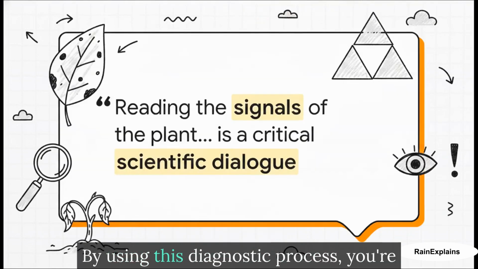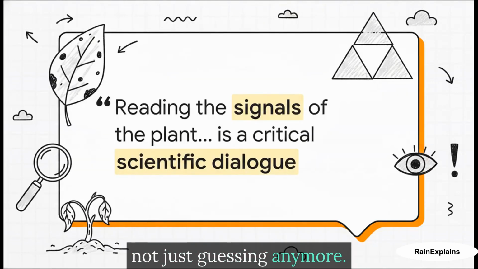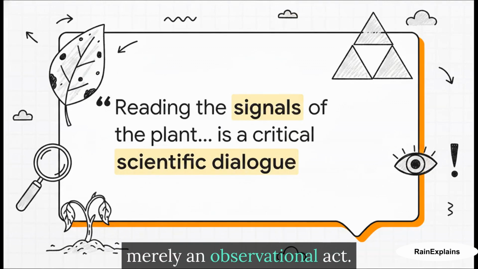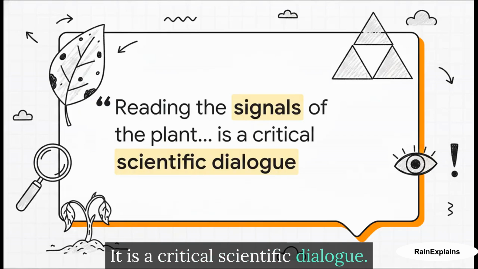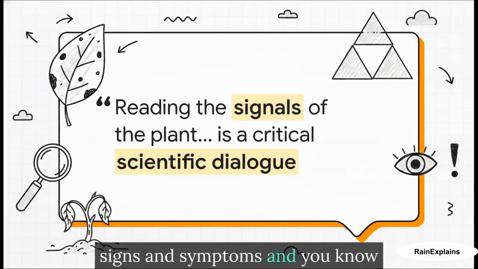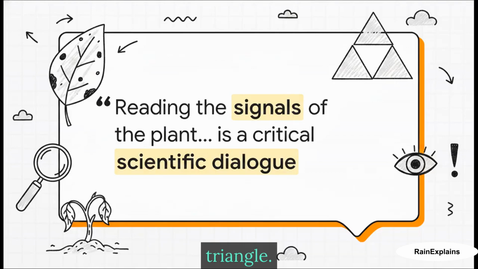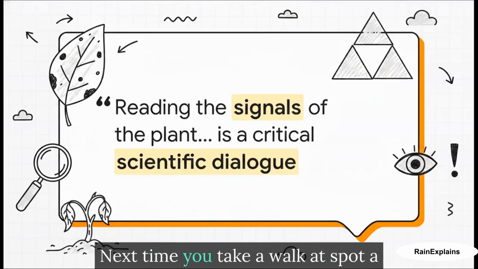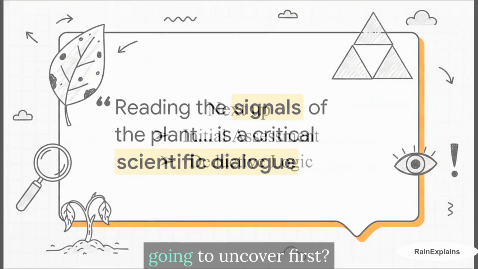By using this diagnostic process, you're not just guessing anymore. Like our source beautifully puts it, reading the signals of the plant is not merely an observational act, it is a critical scientific dialogue. You know how to look for patterns now, you know the vital difference between signs and symptoms, and you know exactly how to break that disease triangle. I highly challenge you to embrace this new role as a forensic plant investigator. Next time you take a walk and spot a struggling plant, what clues are you going to uncover first?